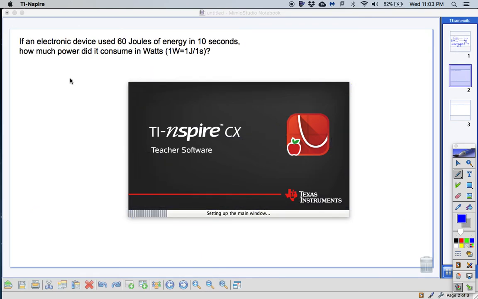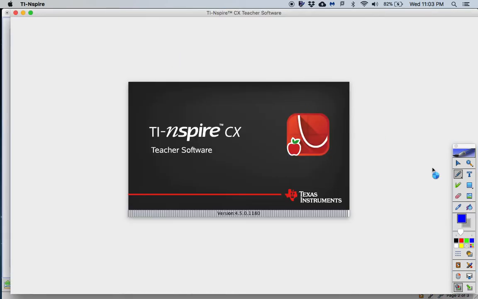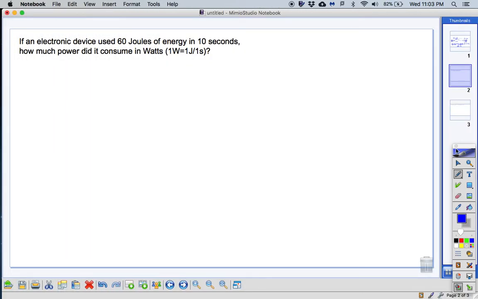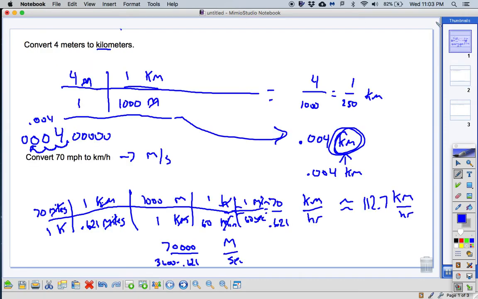Well, I'll give you a preview of the next one while we're waiting. It says, if an electronic device uses 60 joules of energy in 10 seconds, how much power did it consume in watts? So this is what we're going to do in the next question as soon as I finish evaluating it. And we're going to need to use this conversion factor. And that's what's going to show us how to solve this problem. All right, there's our software. So let's go back to this one and let's get an answer here.